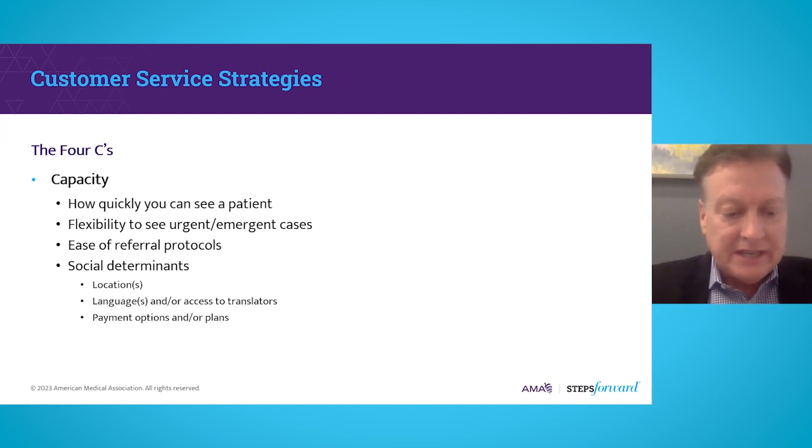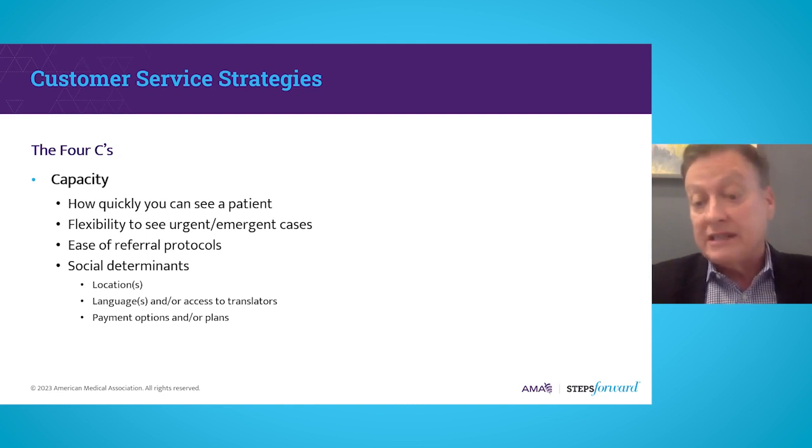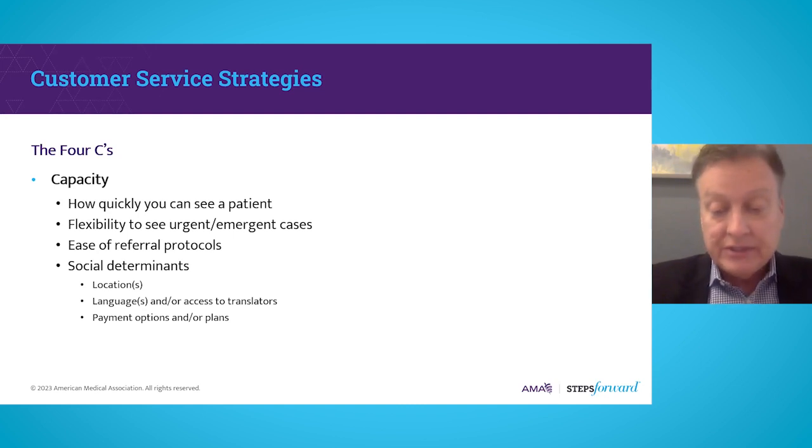You also want to state how your practice addresses social determinants. That could be access to your location via public transit. It could be languages that are spoken at your practice or access to translators. It can also often be payment options, insurance coverage, etc. But many may choose to pay directly by cash, and having a plan for that type of payment is important to communicate.